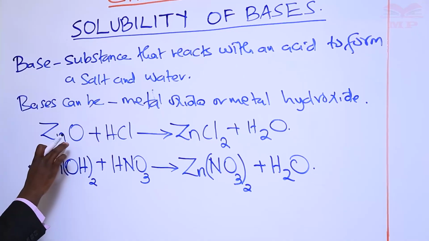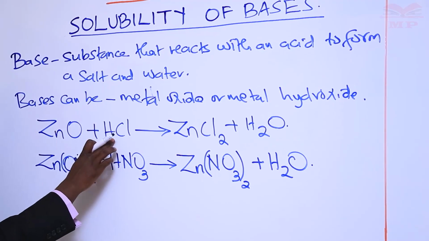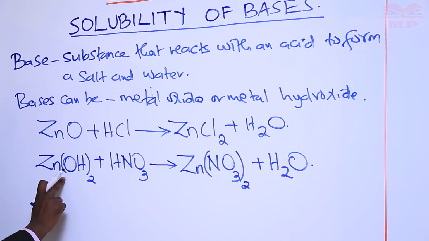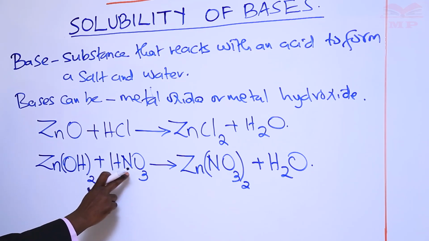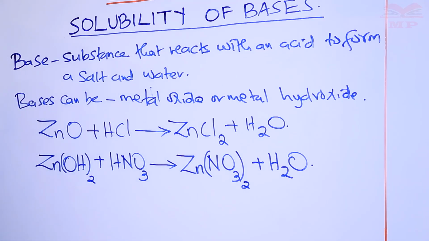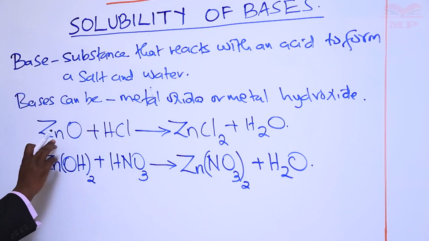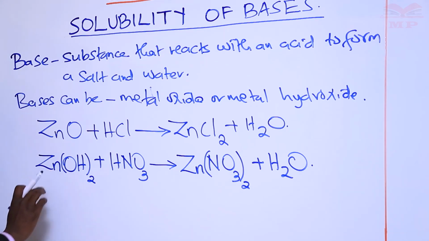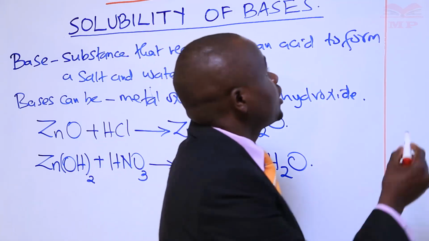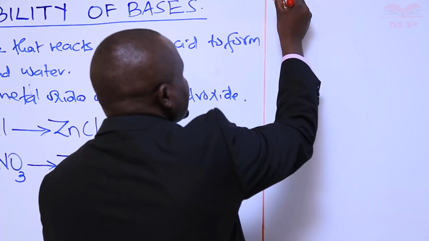So these two, zinc oxide, when reacted with HCl will give a salt and water. If you also react zinc hydroxide with nitric acid, you'll still get a salt and water. So therefore we are saying bases are either metal oxide or metal hydroxide. So having said that, we want to look at how they behave when they are dissolved in water, and we shall do that by way of experiment. So we are going to have an experiment here.